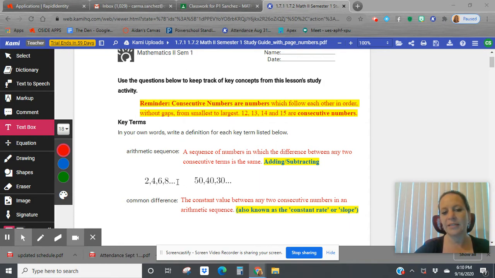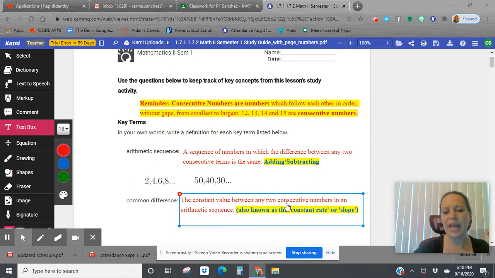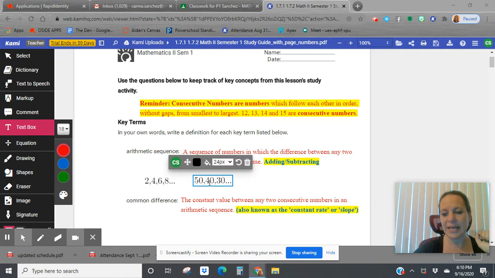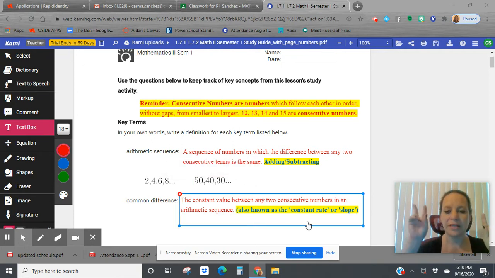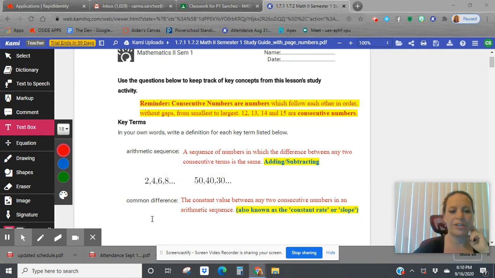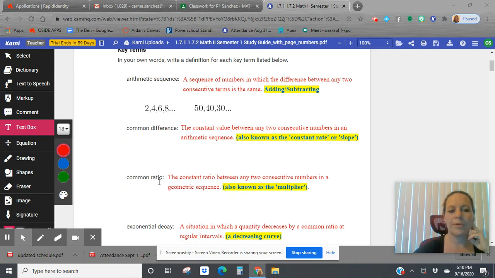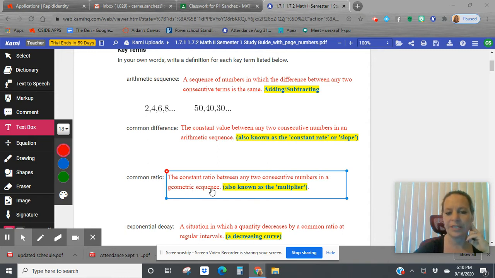We're going to be asked in this assignment to continue these sequences, find the next three terms, and we would continue the pattern. The common difference is the constant value between any two of those consecutive numbers in an arithmetic sequence. So the common difference is the +2 in this one. The common difference is the -10 in this one. It's also known as the constant rate or the slope of the equation. A common ratio is the constant ratio between any two consecutive numbers in a geometric sequence. It's also known as the multiplier of a sequence.